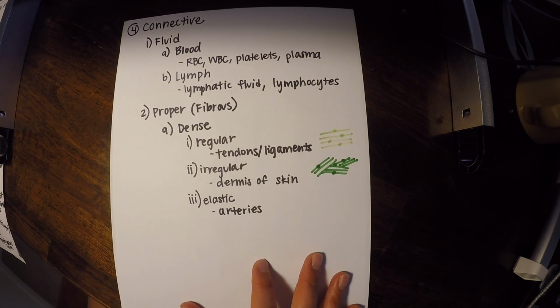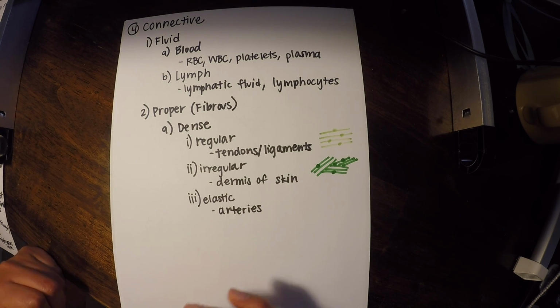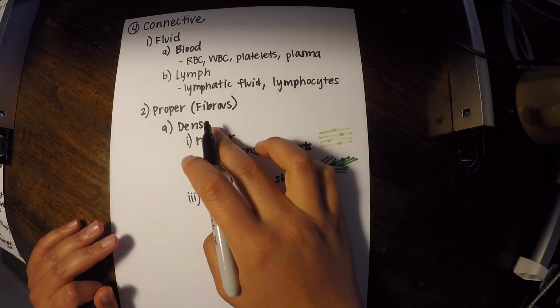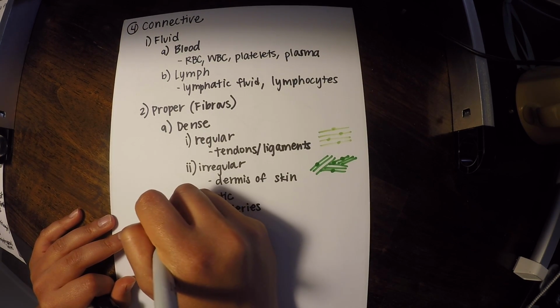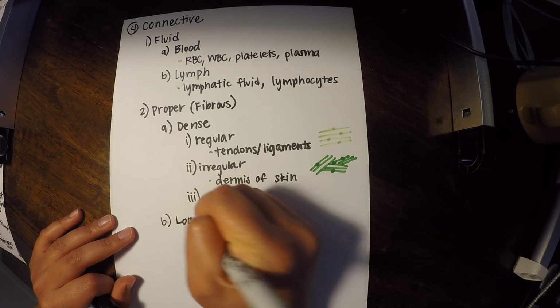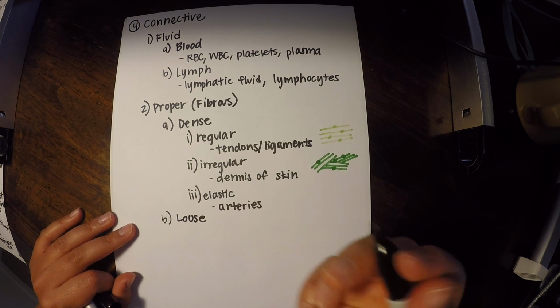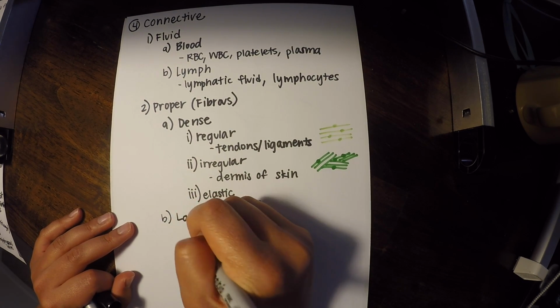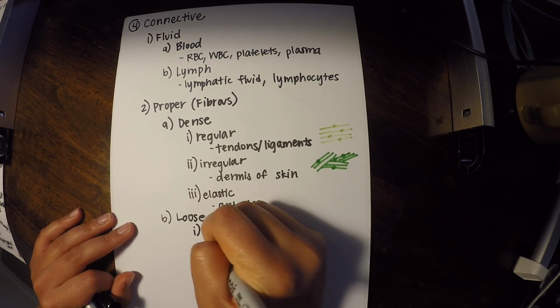Alrighty, so now we have our second type of proper connective tissue, which is loose, which is kind of easier to remember because it seems like the opposite of dense. Now we have 3 different types within this as well. So our first one is adipose, which is really just fat.